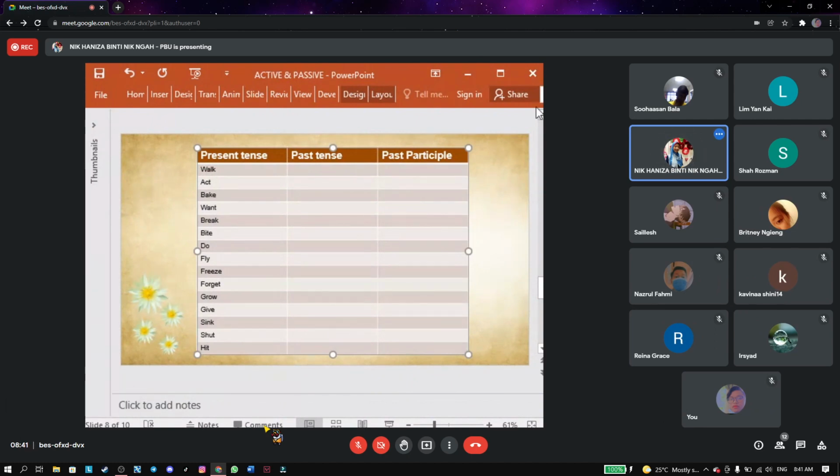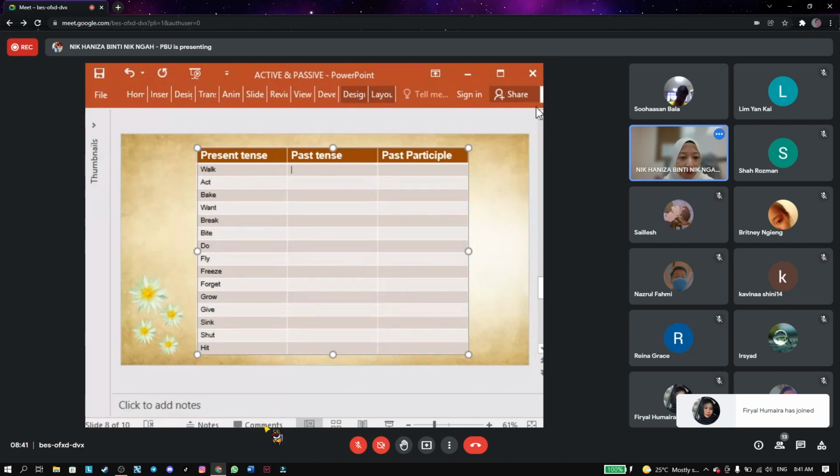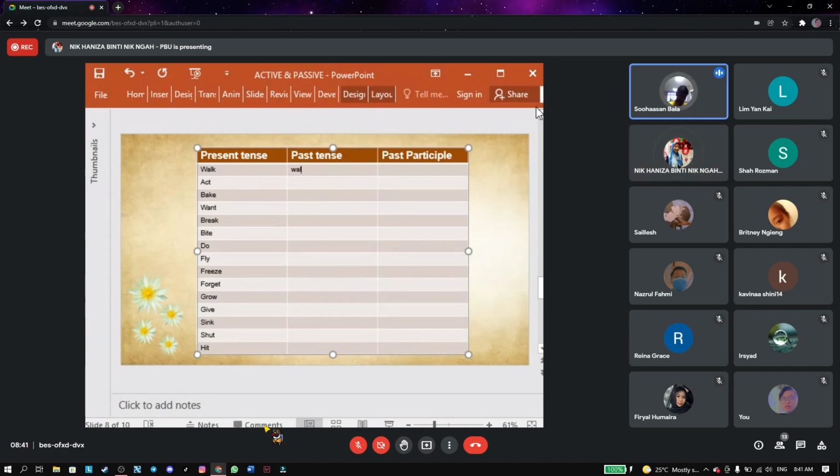All right. Who would like to try? Walk. So Hassan, past tense for walk and past participle for walk. Past tense for walk is walked. Okay. Spelling W-A-L-K-E-D. Okay, very good. Next, past participle. Past participle for walk is walk. Come again? Wait a minute. It's walking. No. Walk. Same.